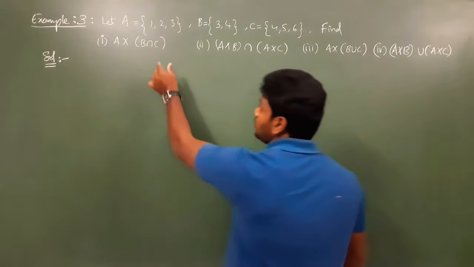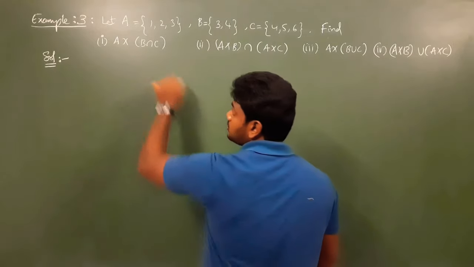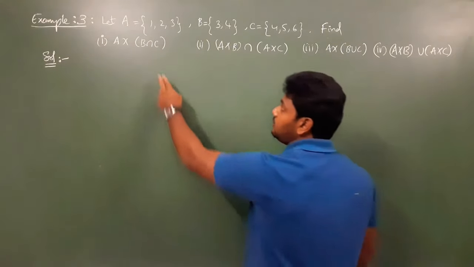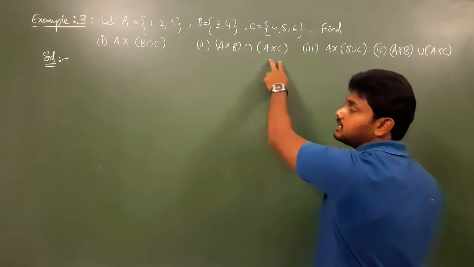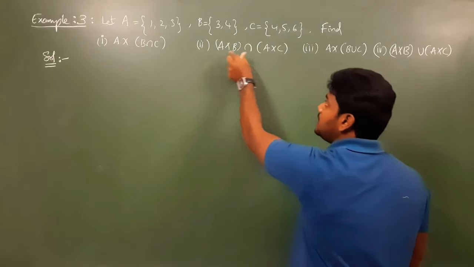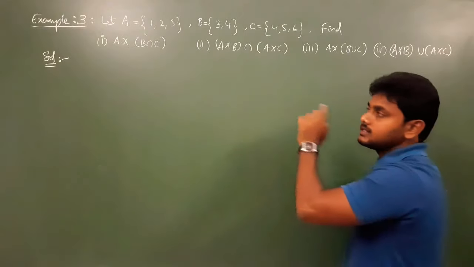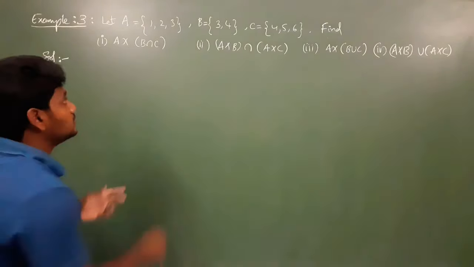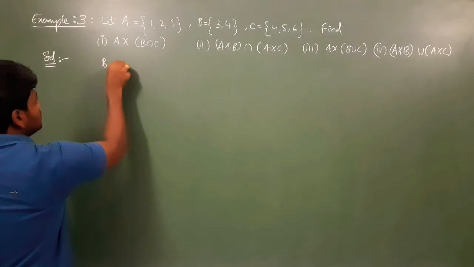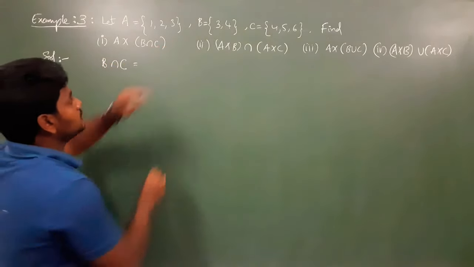In order to find A cross (B intersection C), first what we need to find? B intersection C. In order to find A cross B intersection A cross C, first we need to find A cross B and A cross C. See, whatever we need first, I will find first. See, what is B intersection C? See guys, B is what? 3, 4.